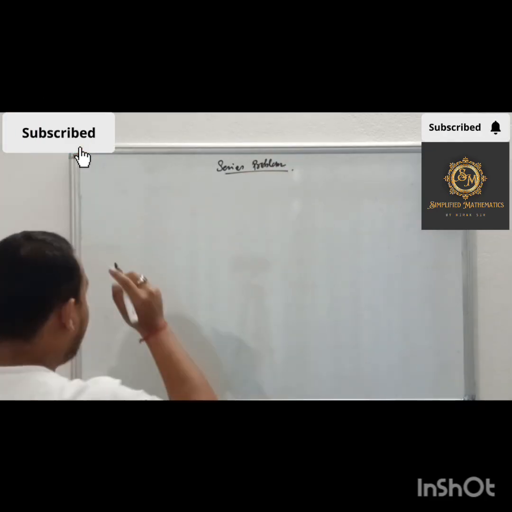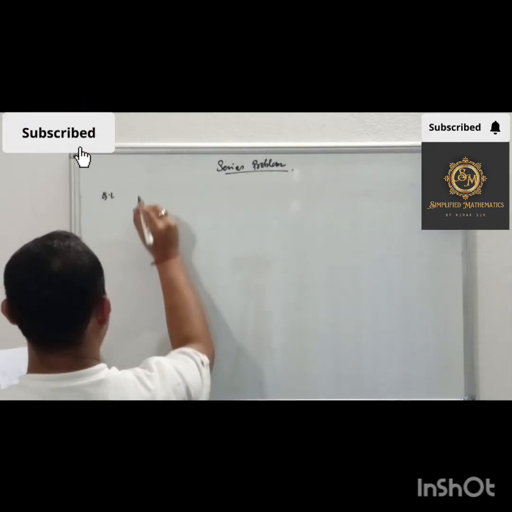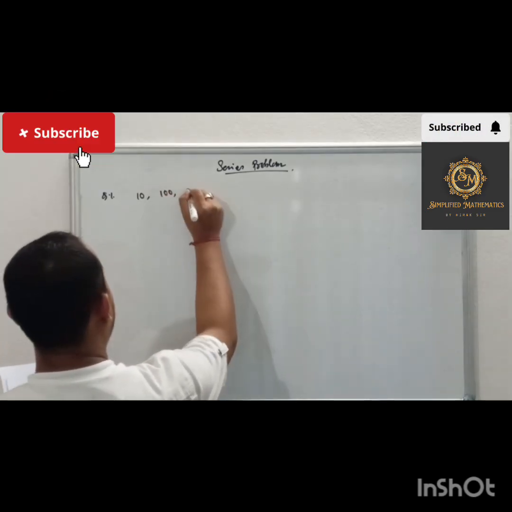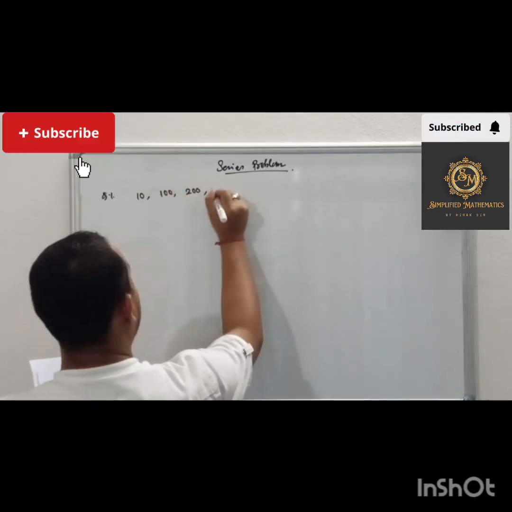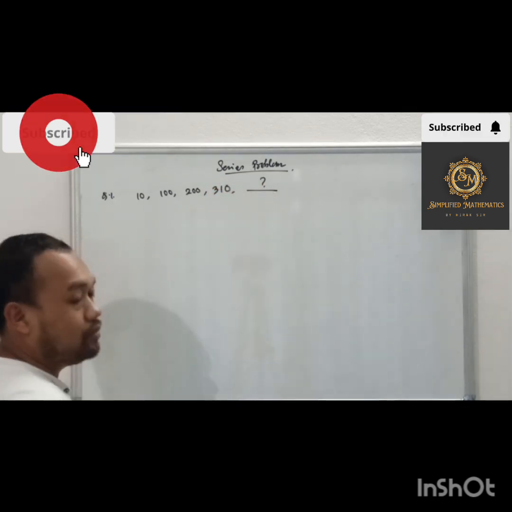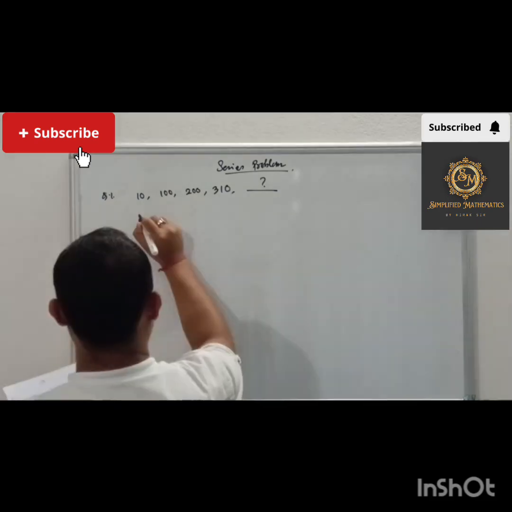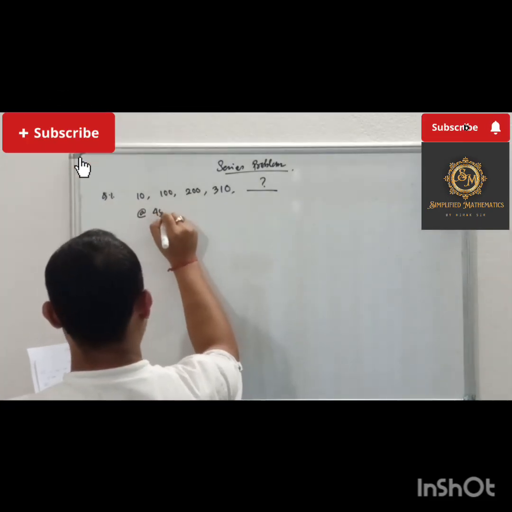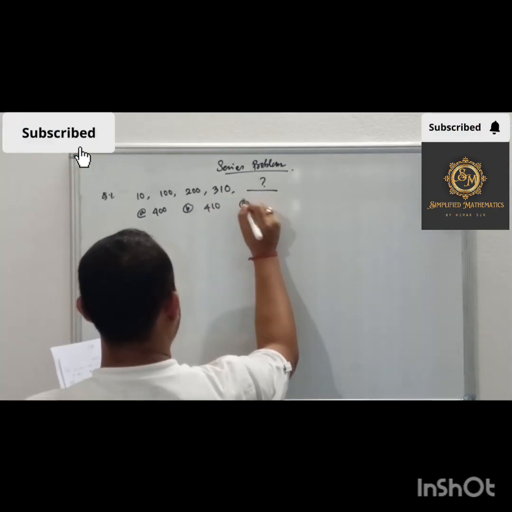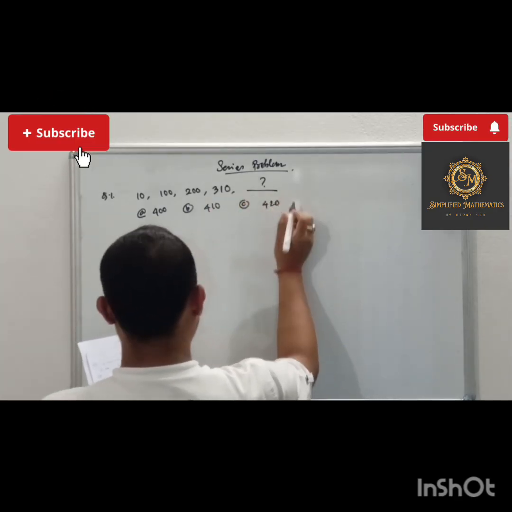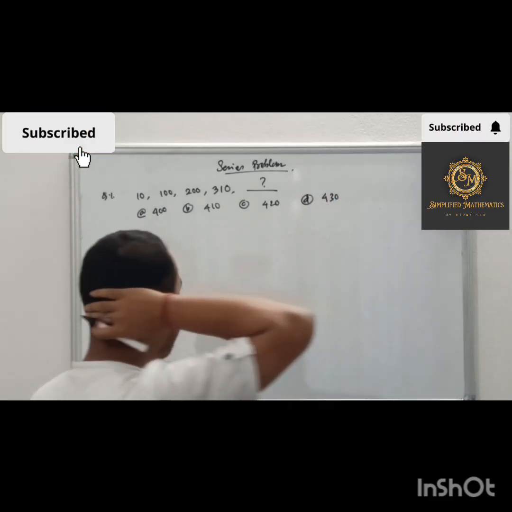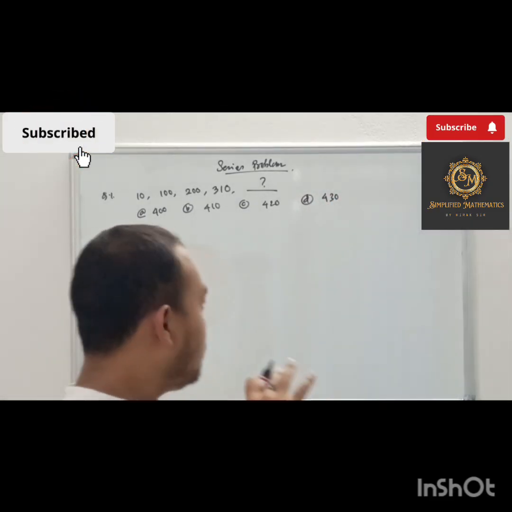Okay, first question: if the numbers are 10, 100, 200, 310, then what will be the next number? The options are A is 400, B is 410, C is 420, and D is 430. This question is very easy.